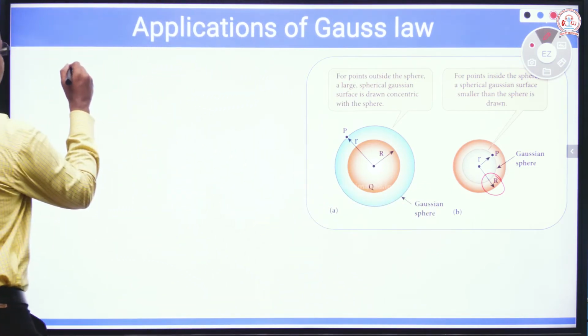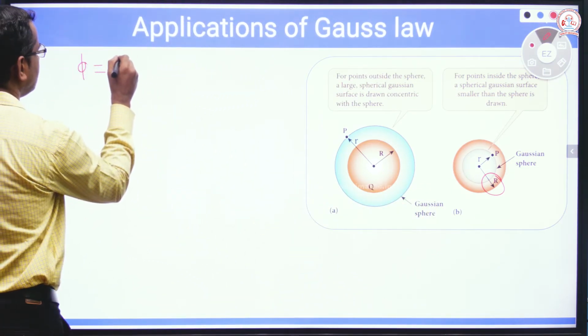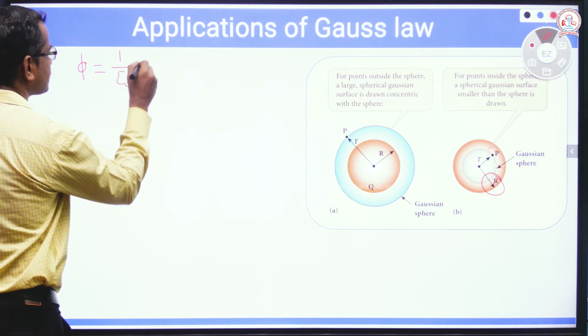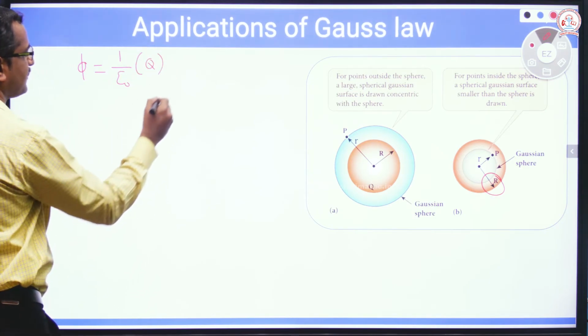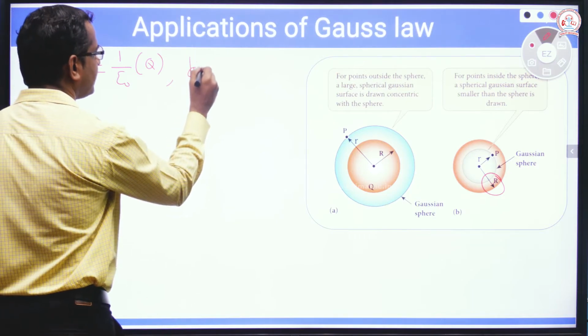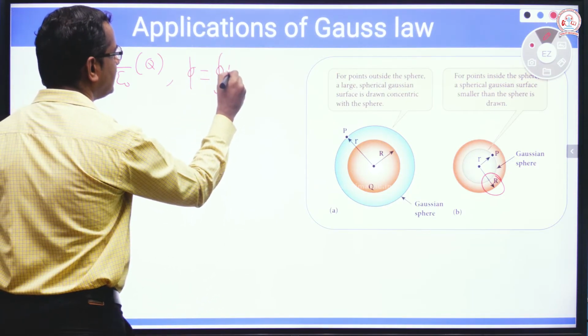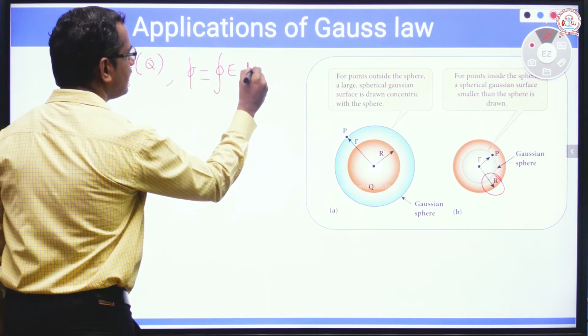Now, flux phi is equal to 1 by epsilon naught times the total charge enclosed by the surface. What is another equation? Flux phi is equal to closed integral E dA cos theta.